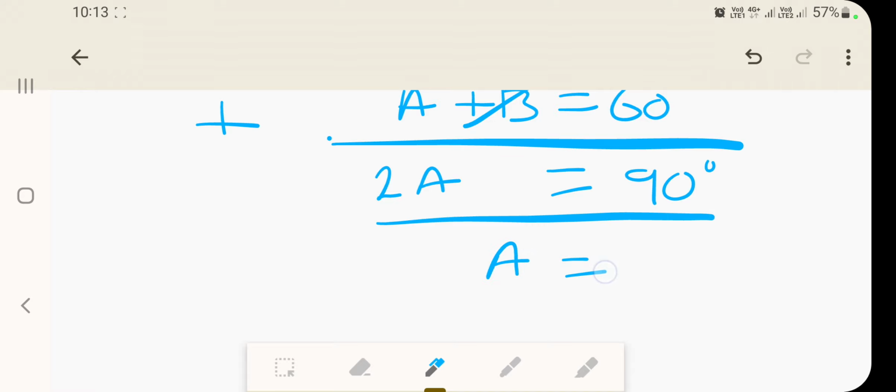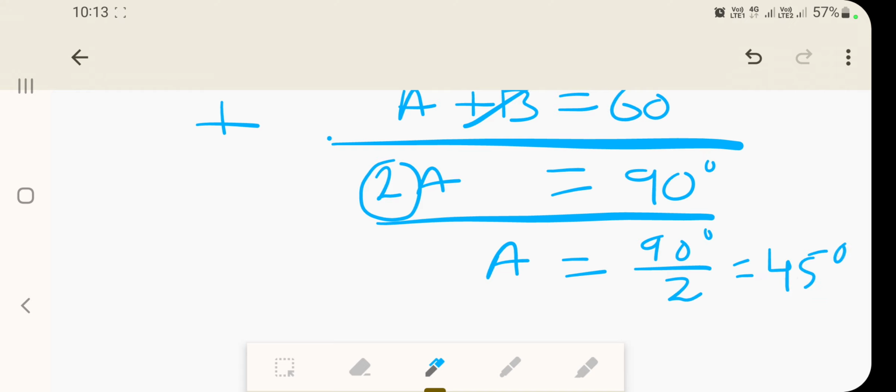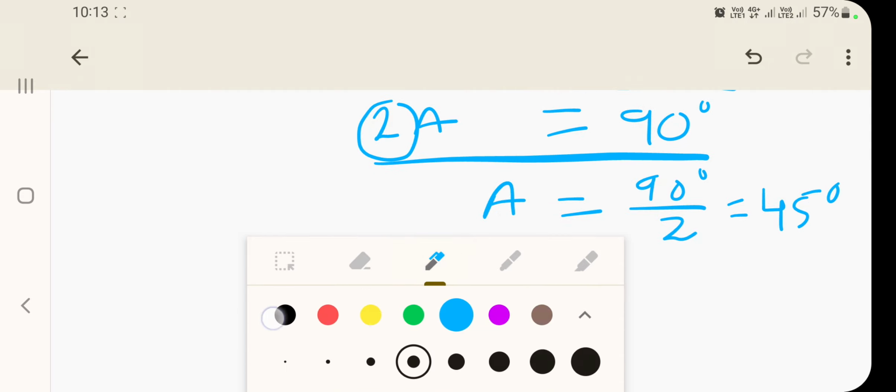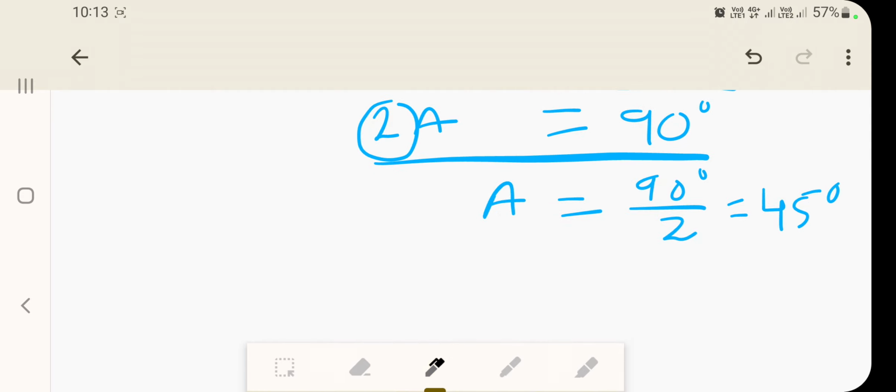From this, A is equal to, if you bring the 2 to the right hand side, 90 degrees in the denominator of 2, and 90 divided by 2 is nothing but 45 degrees. So the A value we got is 45. One of the angles they have asked for, we got angle A is equal to 45 degrees.